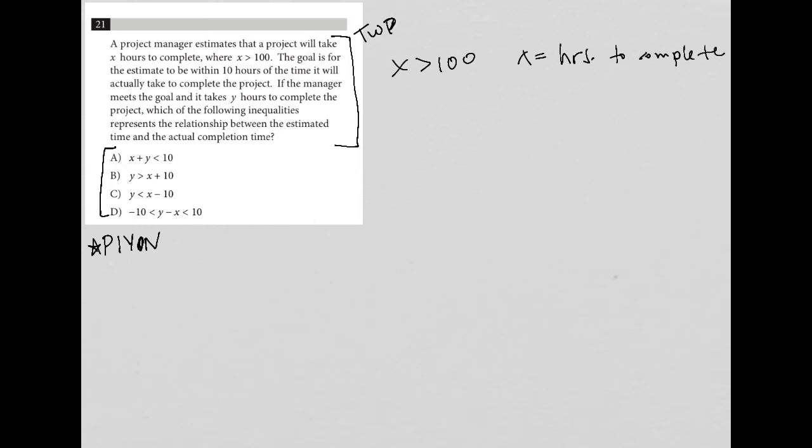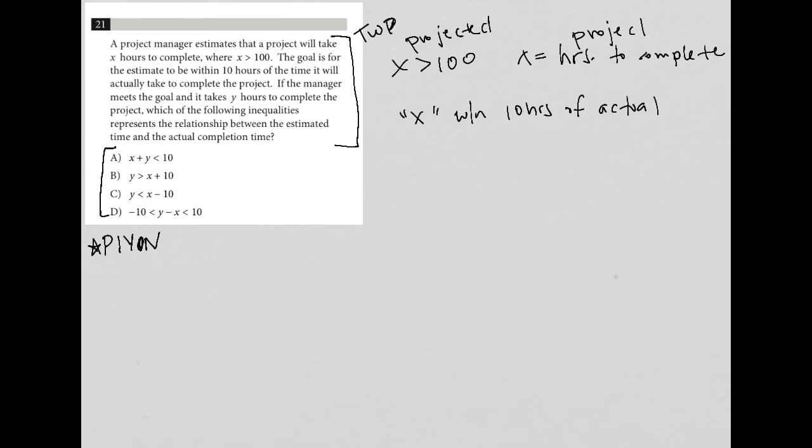The goal is for the estimate to be within 10 hours of the time it will actually take to complete the project, right? So we want X to be within 10 hours of actual. So let's say projected. This is actually projected, is over 100.